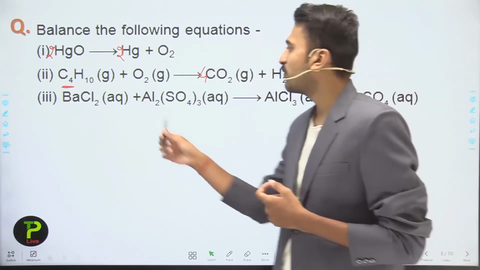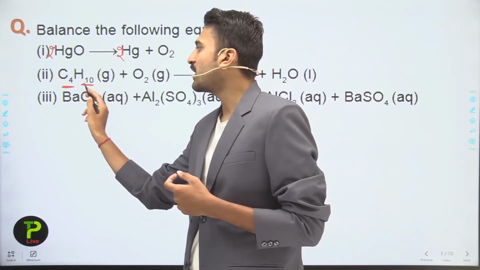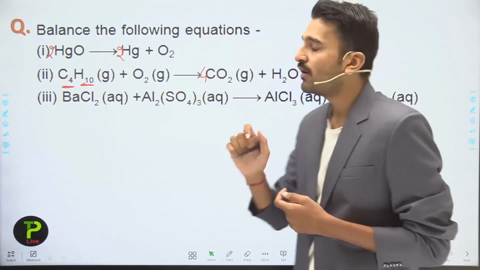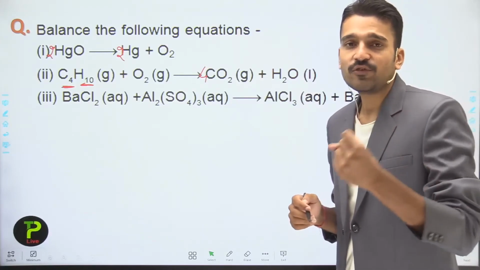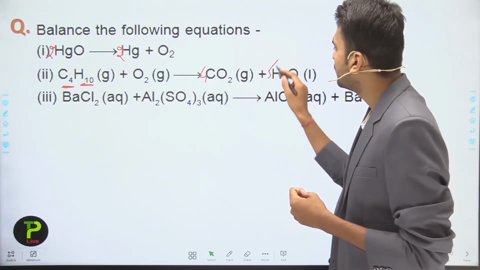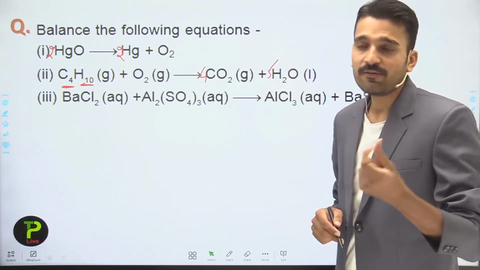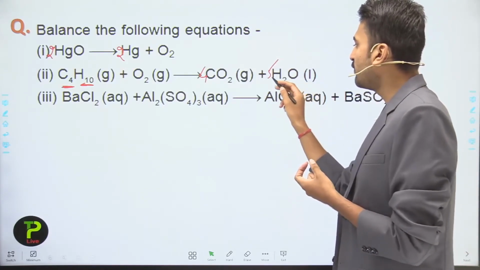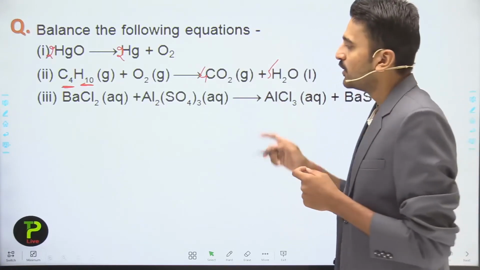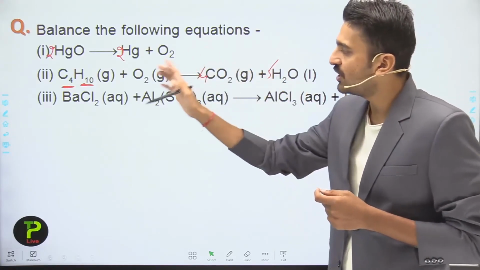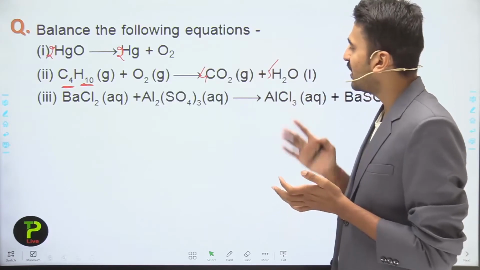Moving to the number of hydrogen atoms. The number of hydrogen atoms on the reactant side is 10, while on the product side it is 2. So we have to multiply this H2O with the factor 5. Multiplying the water by 5 makes the total hydrogen atoms 10. So the total number of hydrogen atoms on both the reactant side as well as the product side is 10.